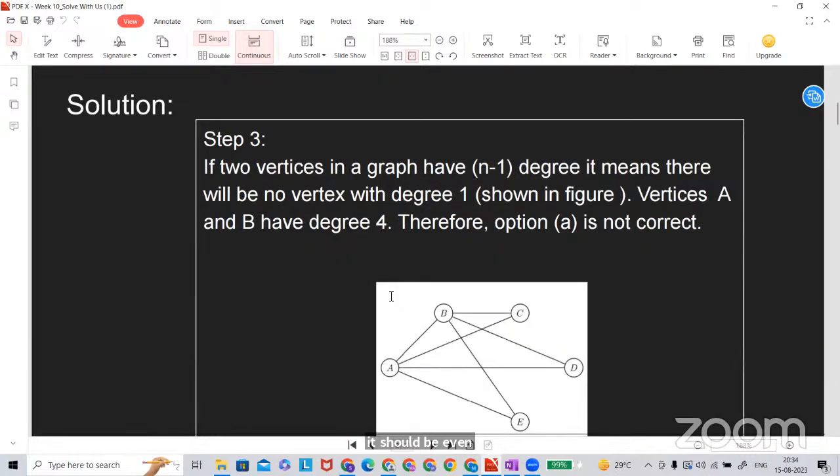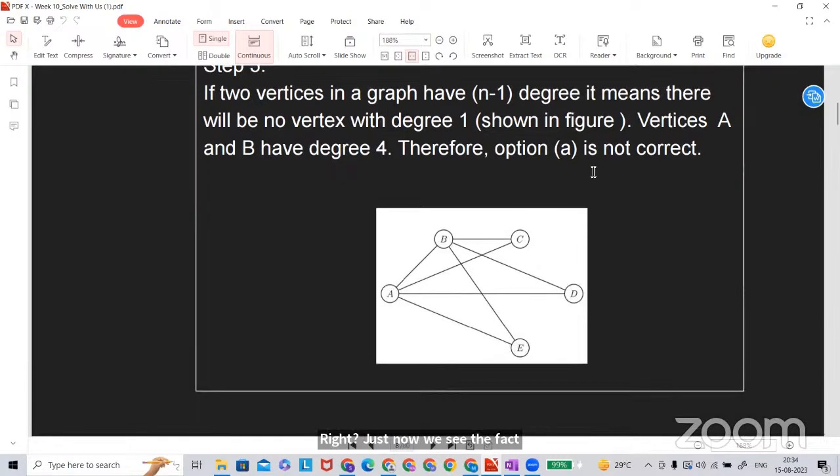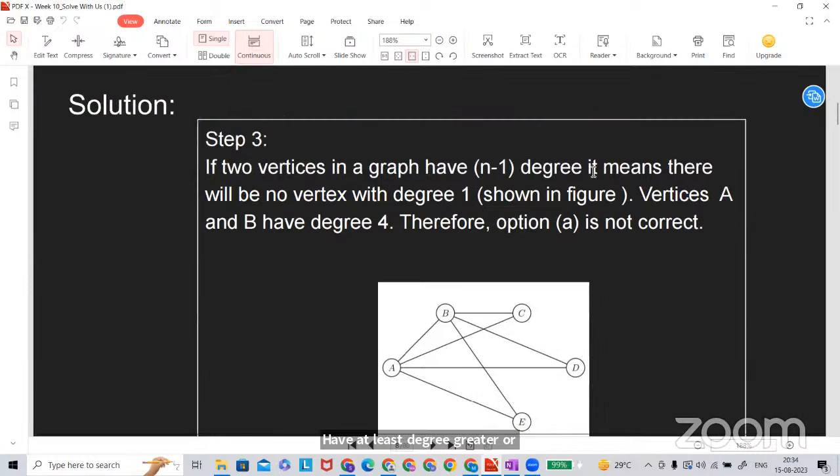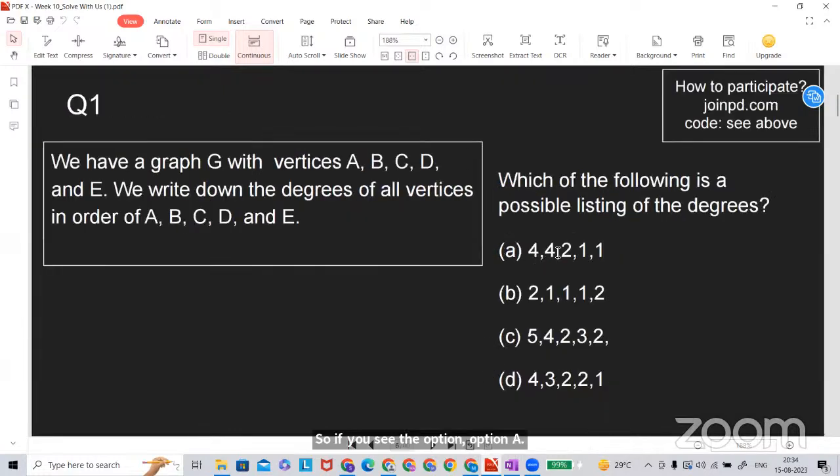Now in option A, if two vertices in a graph have degree n-1, it means there will be no vertex with degree 1. Just now we saw the fact that each vertex has degree at least greater than 1 if two vertices have degree n-1. So option A is 4, 4. We have 5 vertices and 2 options.